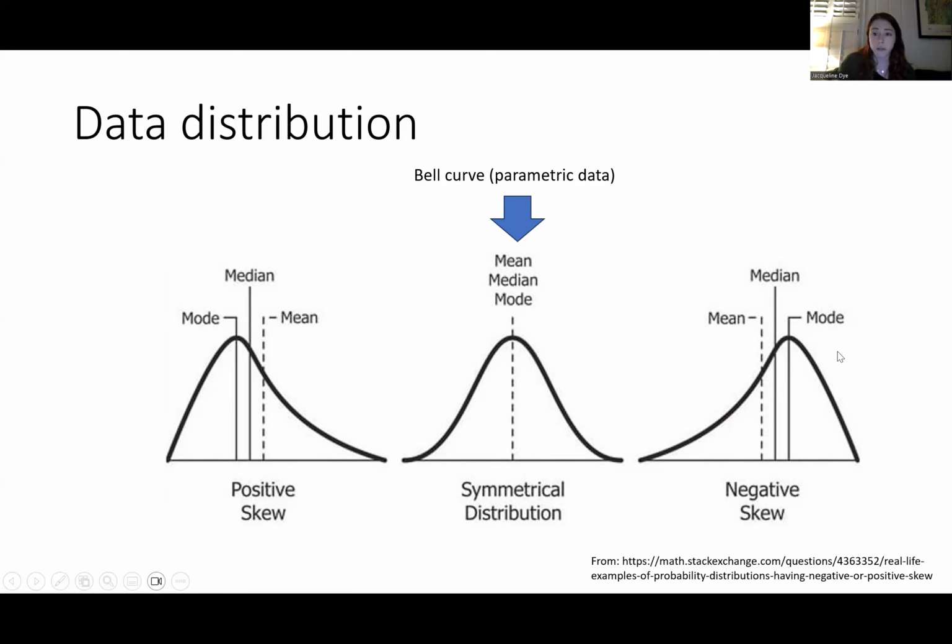And then opposite to that, in a negative skew, we have the mean being pulled in this negative direction toward these lower scores over here. So in this case, the mean is going to be the lowest score, the median is going to be in the middle, and the mode is going to be the biggest score in this case.